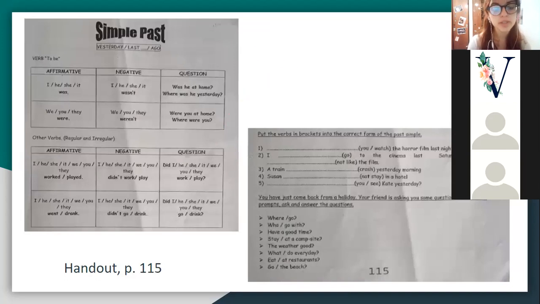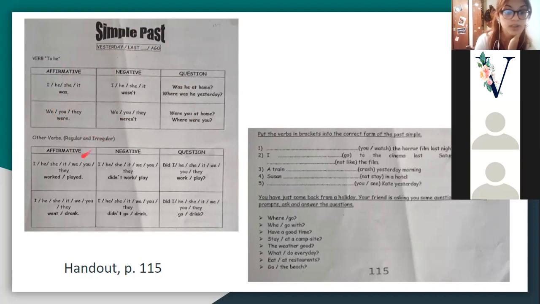Well, this one is page 115. We're gonna do this quickly because half of the page is covered with a chart with things that you already know. For example, with the verb to be, we usually use yesterday, last, previously, or ago. This is the specific time. I, he, she, it was. We, you, they were, wasn't. And to make a question, we move it to the beginning. That is the simple past with the verb to be.